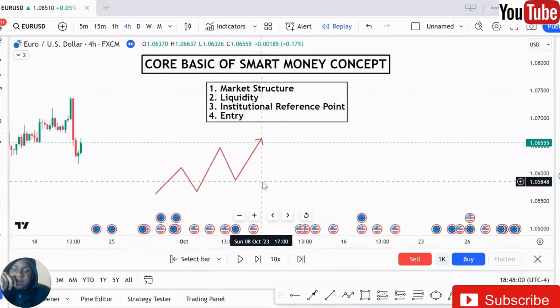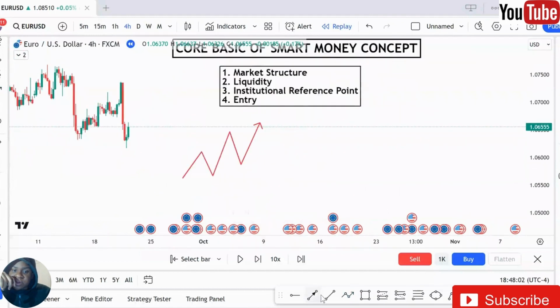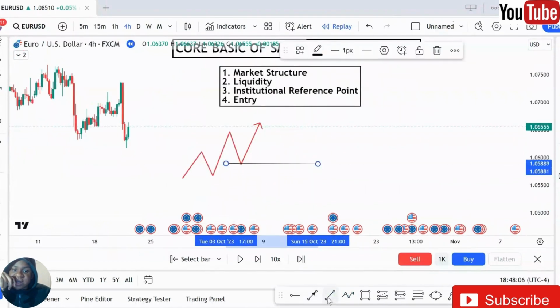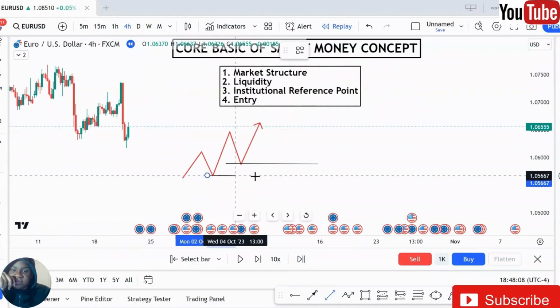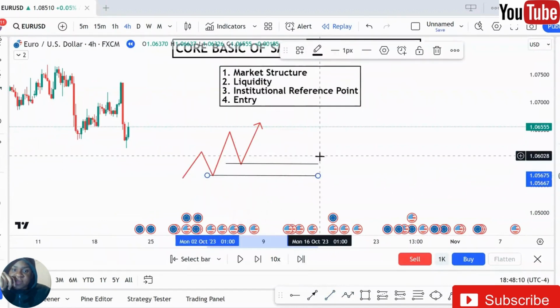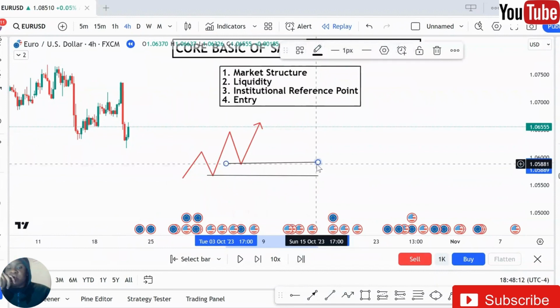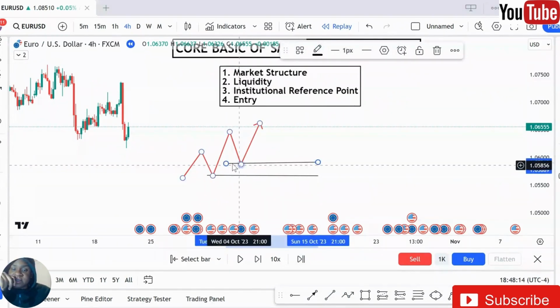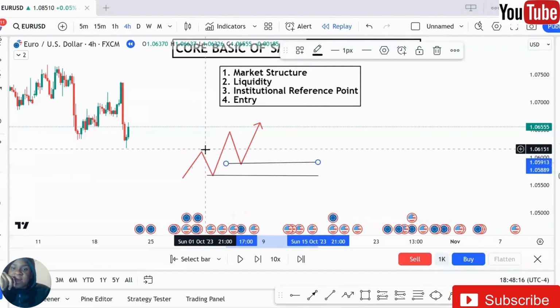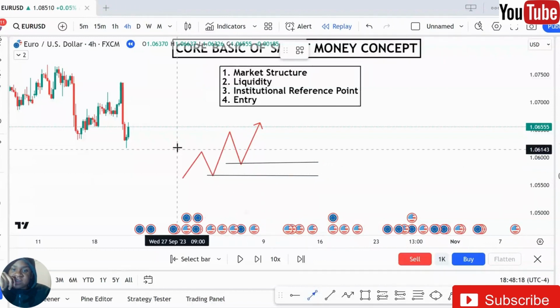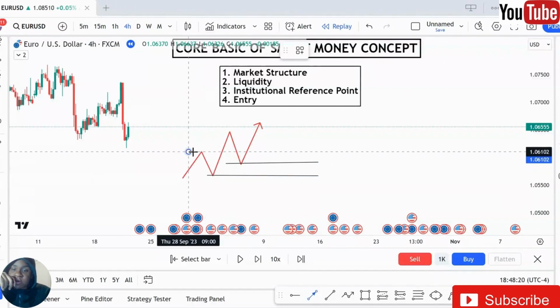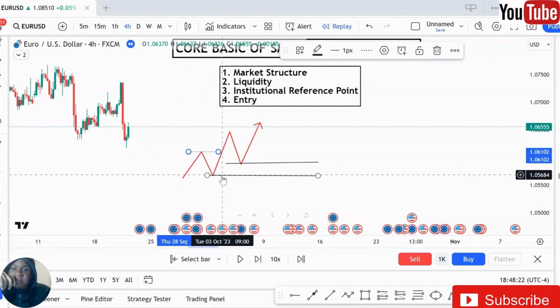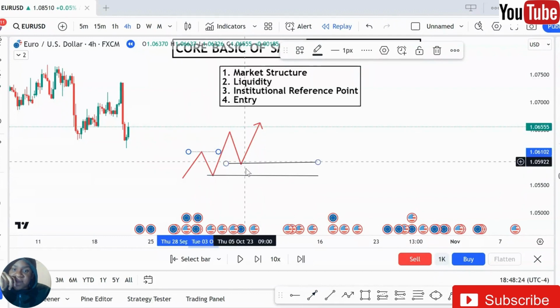Now when you hear people say old lows, all these lower lows here are what we call old lows, and they are all liquidity. Are you with me? They are all liquidity. So market always comes back to take these old lows. Market always comes in and takes what? This is what they call buy side liquidity. Market took out liquidity and came back either in institutional reference points.